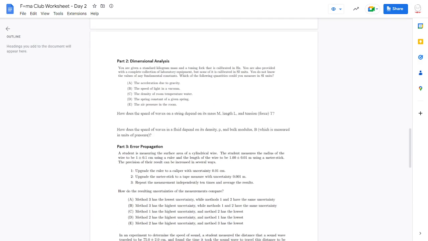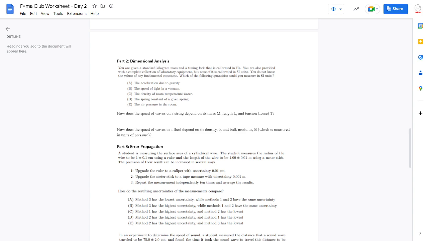So let's start moving on to our part 2, which is dimensional analysis, right? So here we're given a standard kilogram mass and a tuning fork that is calibrated in hertz. We're provided with a complete collection of laboratory equipment, but none of it is provided in SI. Which of the following could you measure in SI units? Acceleration due to gravity, speed of light in a vacuum, density of room temperature water, spring constant of a spring, and air pressure in the room.